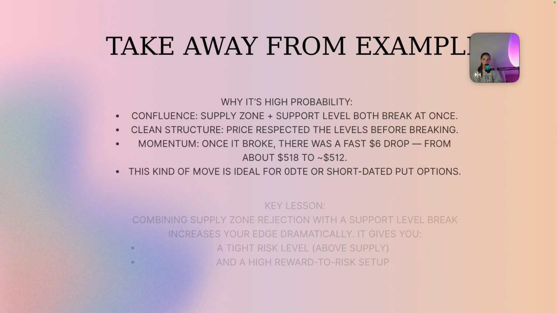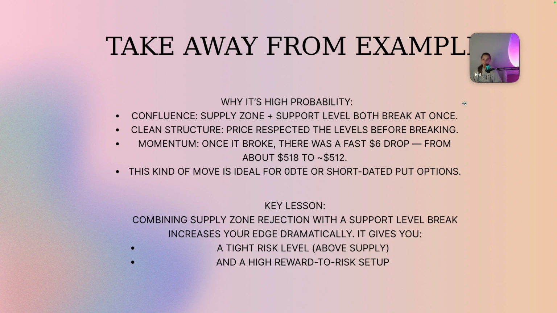But just to finish off, takeaway from my example, why is it high probability? Because we have extra confluences. We have a supply zone and a support level breaking at once. So we have very clean structure. Price respected the levels before breaking. We were chopped around in that zone. And once we broke out, we had very strong momentum and volume. Fast $6 drop from 518 to 512. So this kind of move, again, is ideal if you're trading those zero-dated contracts or short-dated options.